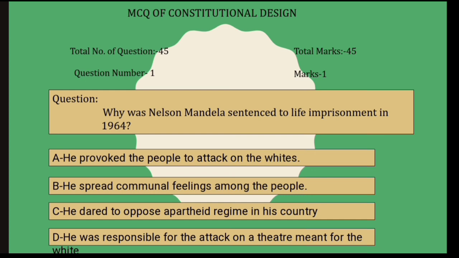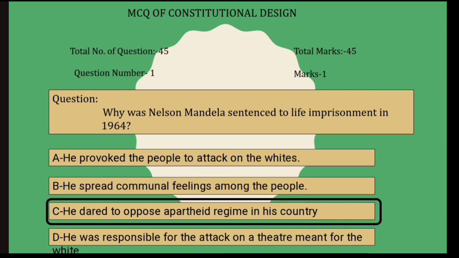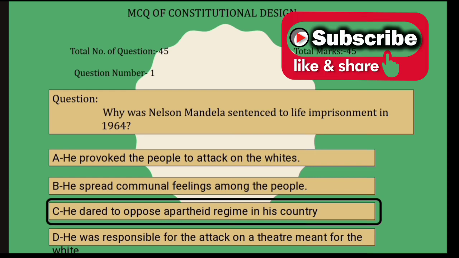Question 1. Why was Nelson Mandela sentenced to life imprisonment in 1964? Option A. He provoked the people to attack on the whites. B. He spread communal feelings among the people. C. He dared to oppose apartheid regime in his country. D. He was responsible for the attack on a theatre meant for the white. Correct option is C. He dared to oppose apartheid regime in his country.